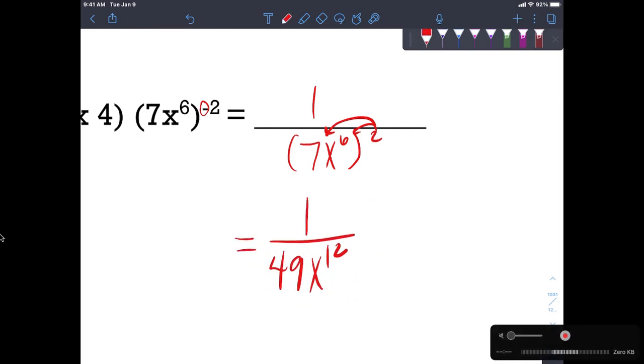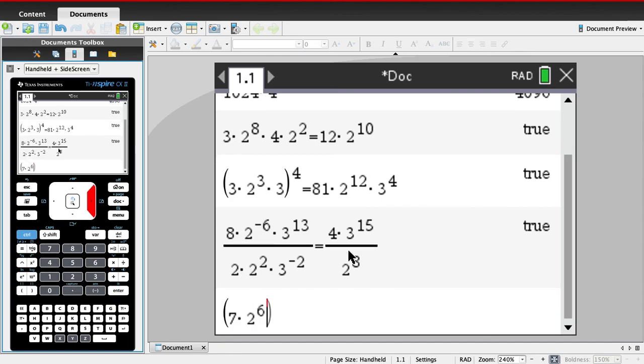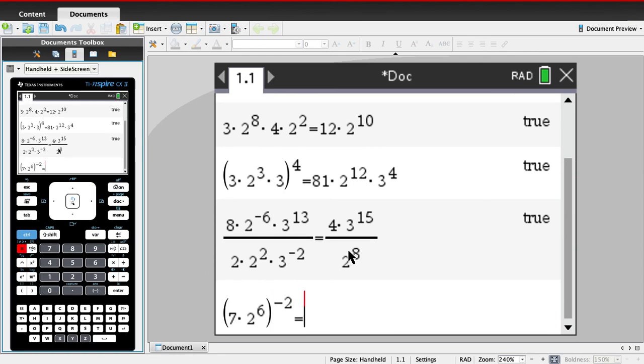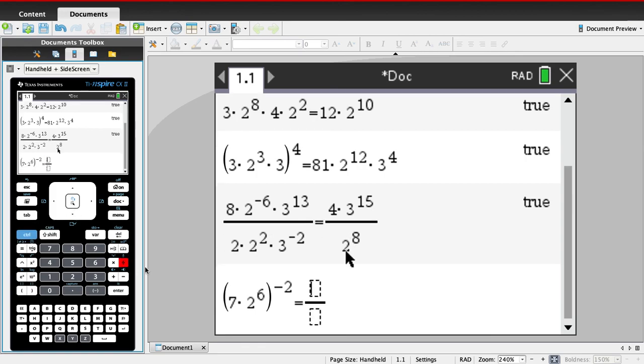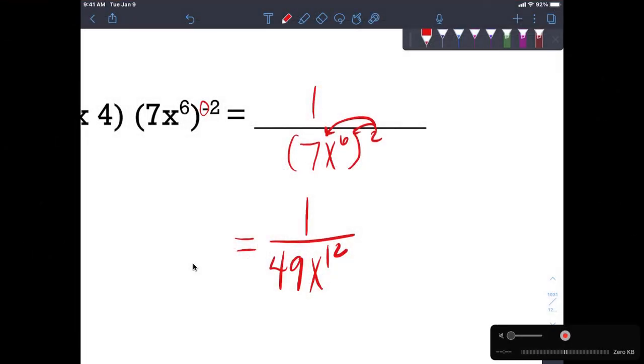All right, so now I want to verify my answer. So I'm going to go ahead and go over here. I'm going to start by putting in 7 times 2 to the power of 6, all to the power of negative 2. And I want to know, is that equal to? And I'm going to go ahead and make out my fraction here. And look at that, I got another true, so that means I did this one correctly.